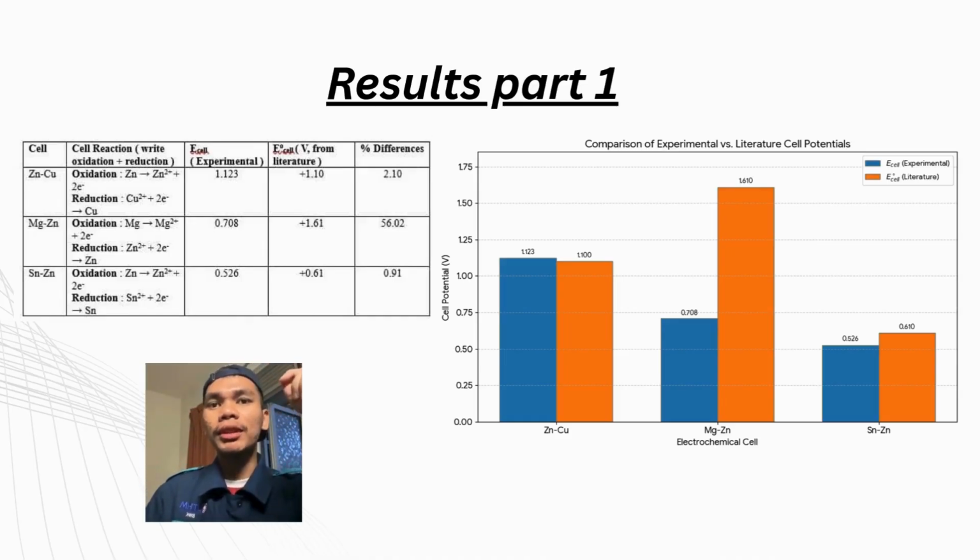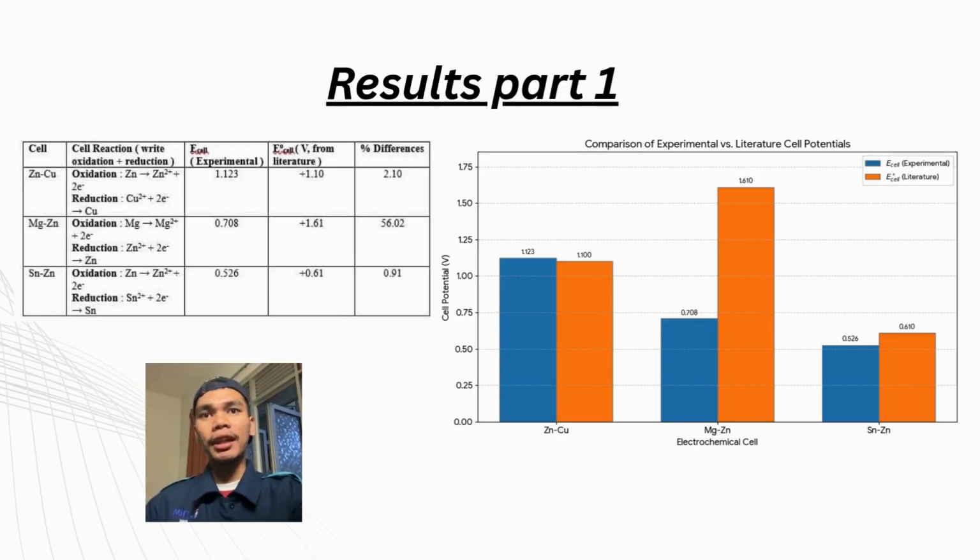Our experimental result was 0.526 volt, like the zinc copper cell. We achieved good accuracy here, with a small percent difference of 0.91%. So these results against the condition for this reaction were also close to standard, allowing the cell to generate potential very close to the theoretical maximum.